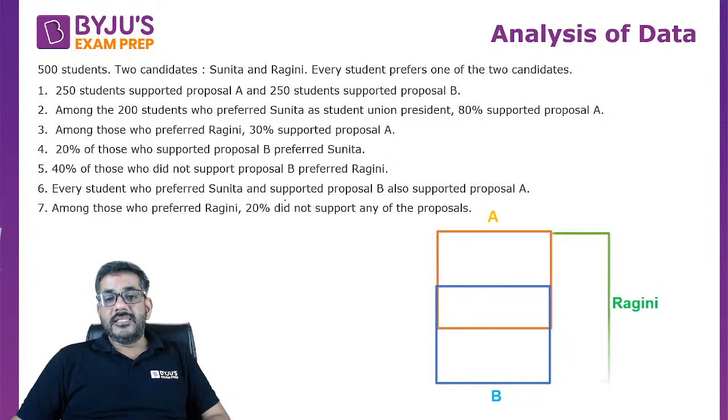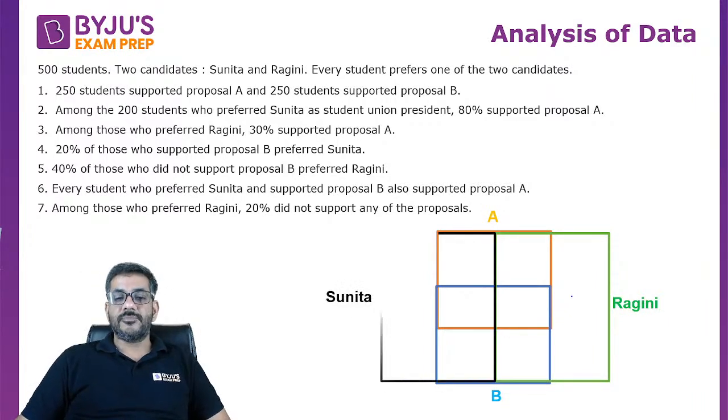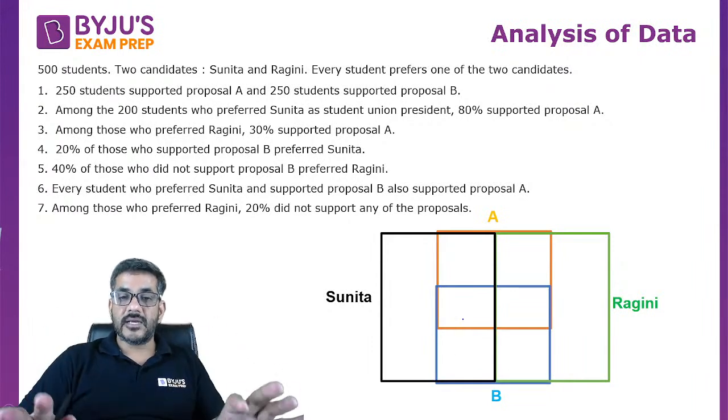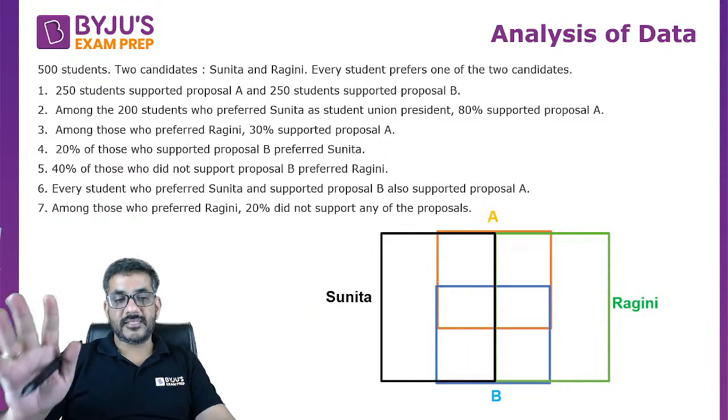Next, these are the people who support Ragini. So these are the people supporting Ragini and A only, Ragini and B only, Ragini and A and B both, Ragini and none of the two. These are the people who are supporting Sunita. So Sunita only, Sunita and A, Sunita A and B, Sunita and B. So that way we have to fill it up and then we can move on. I found this the best way of making this data set.